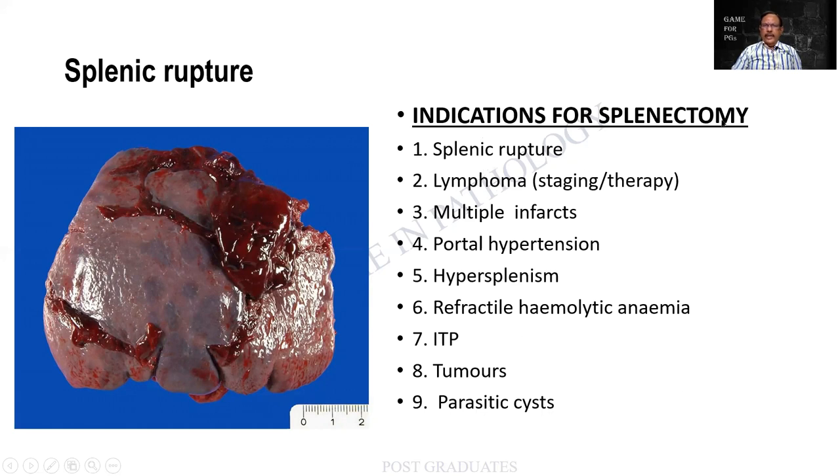So what are all the indications for splenectomy? Any splenic rupture, it is a surgical emergency, it has to be removed. Lymphoma, sometimes we do it for staging and therapy. Multiple infarcts, we'll have to do it. Portal hypertension, rarely it is advised. Hypersplenism, refractory hemolytic anemia, as in the case of spherocytosis. ITP, tumors, parasitic cysts. These are all some indications of splenectomy.